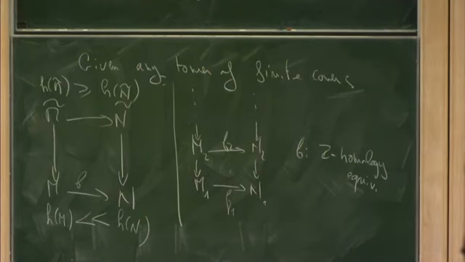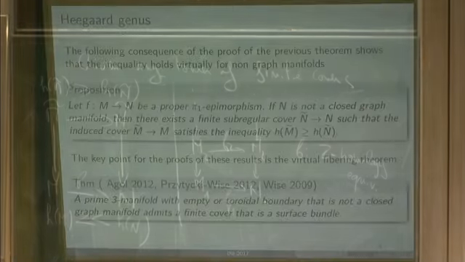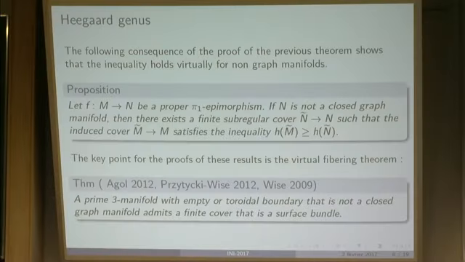Okay, so as I said, the key point for the proofs is really this Agol, Przytycki, Wise result, that prime free manifolds with empty or toroidal boundary that are not closed graph manifolds are virtually fibered. Graph manifolds are unfair in some sense. They resist, they are not finitely covered by a surface bundle. I must say that for graph manifolds, I don't know if the result is true.